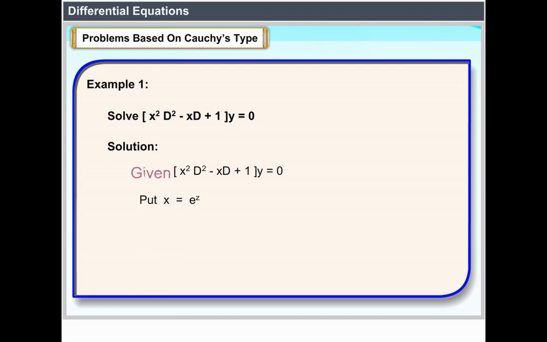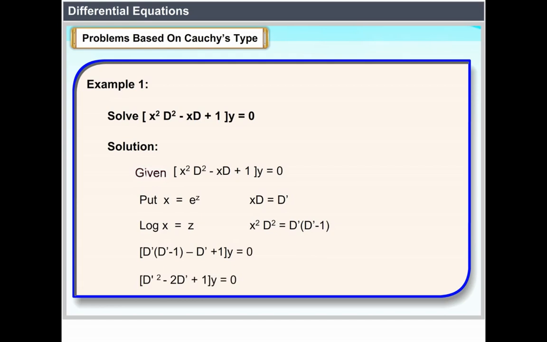Put x equal to e power z, xD equal to D dash, log x equal to z, x square D square equal to D dash into D dash minus 1. We just want to substitute whatever we have written now. We mentioned very clearly x square D square equal to D dash into D dash minus 1, xD equal to D dash. So D dash into D dash minus 1 minus D dash plus 1 into y equal to 0. Then D dash square minus 2D dash plus 1 into y equal to 0.